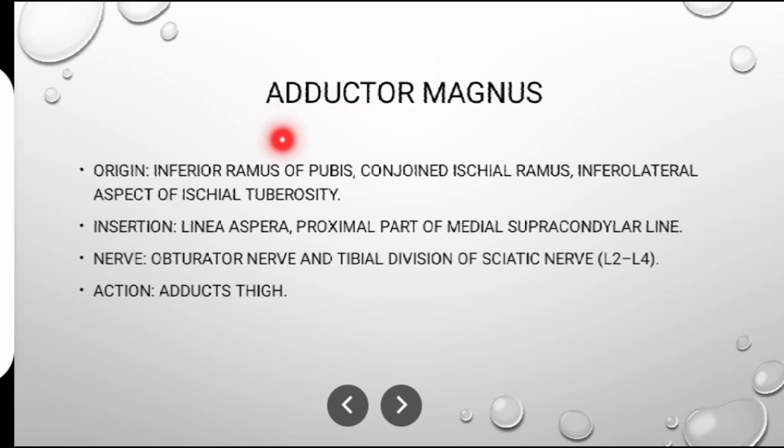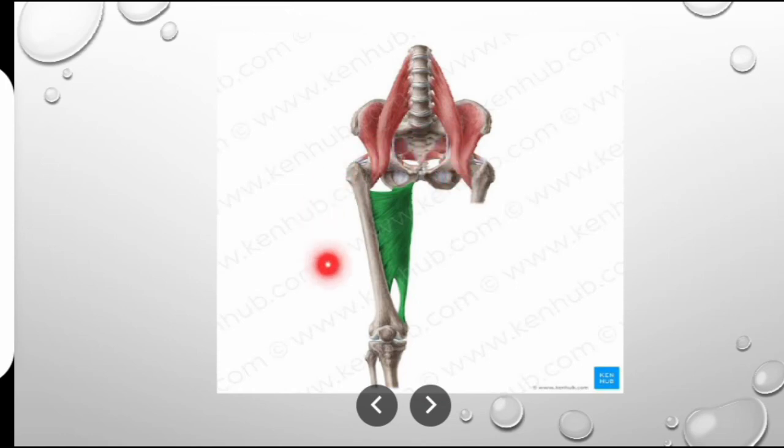The second muscle is adductor magnus. Its origin is from inferior ramus of pubis, conjoined ischial ramus, inferior lateral aspect of ischial tuberosity. Insertion linea aspera, proximal part of medial supracondylar line. Nerve supply obturator nerve and tibial division of sciatic nerve. Action hip adduction. This is the adductor magnus muscle.